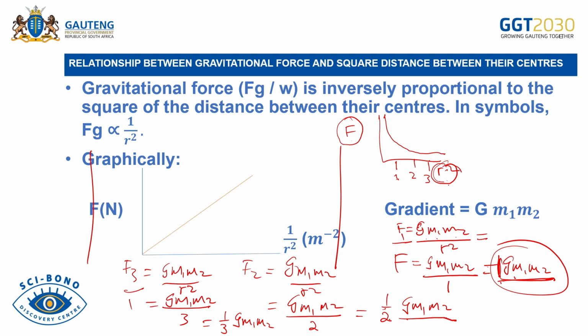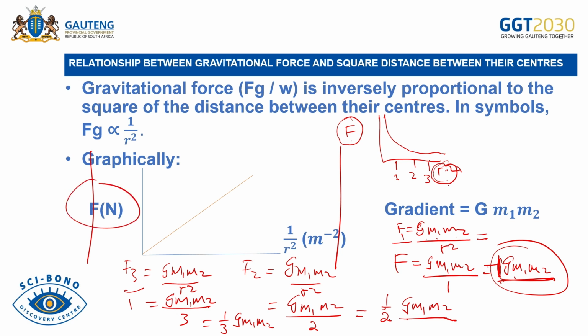The values there, and then plot those values on the graph. You'll see when R squared increases, your F will decrease. But now, what are we looking at? We are looking at F and the inverse of R squared. So we are expecting the relationship to be directly proportional, since F and R squared are inversely proportional, right? But what about F and the inverse of R squared? The relationship will be directly proportional. So you can prove that.